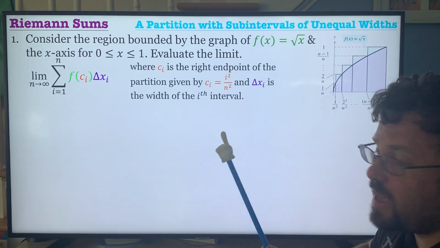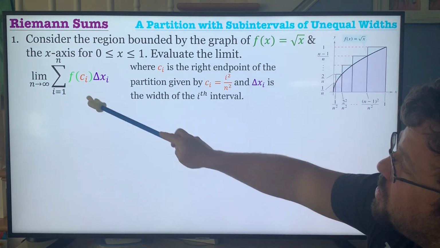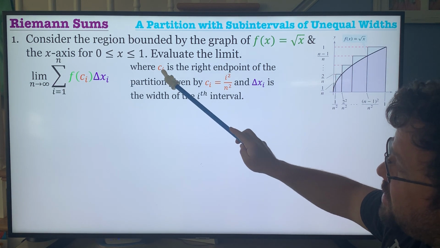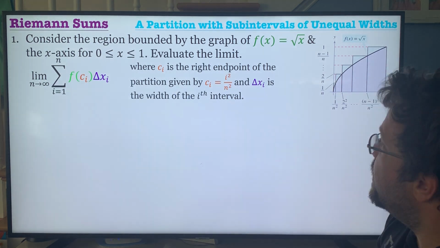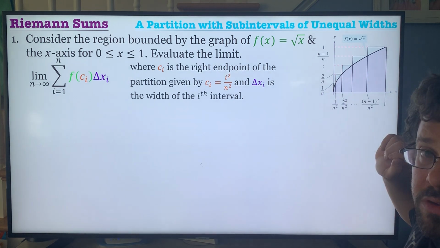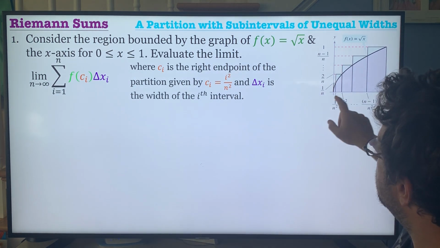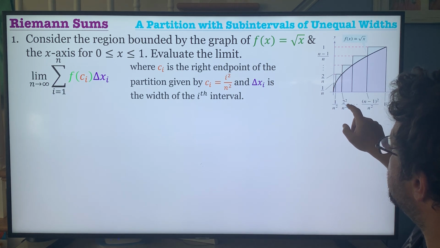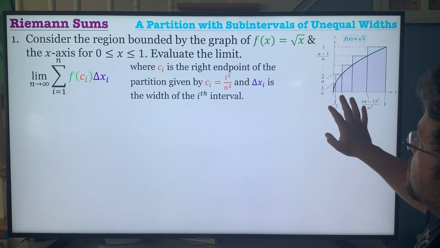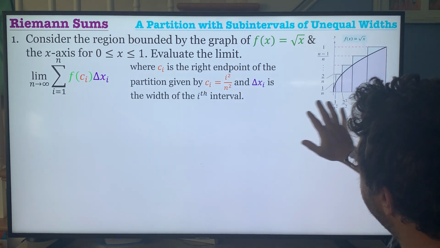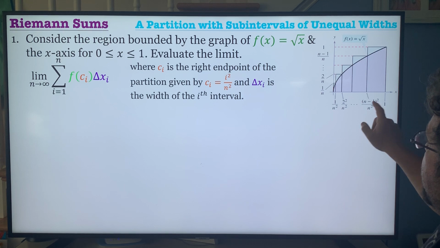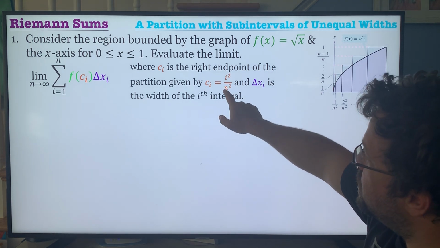Now in these cases, you have f of c i times delta x i. Now c i changes. That is the right endpoint of each one of these rectangles. So in this case, it's 1 over n squared. In this case, it's 2 squared over n squared, up to n minus 1 squared over n squared. As you can see, it is whatever the top number is, squared over n squared. So it's just i squared over n squared.